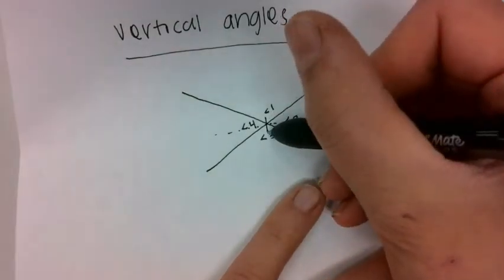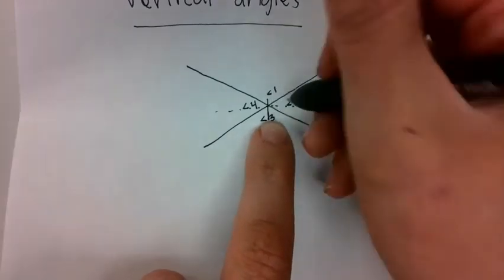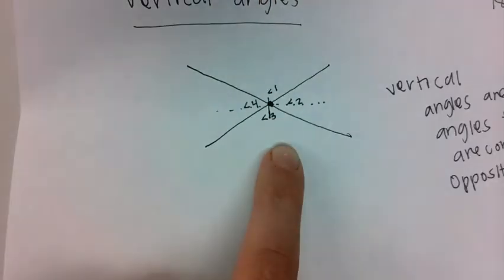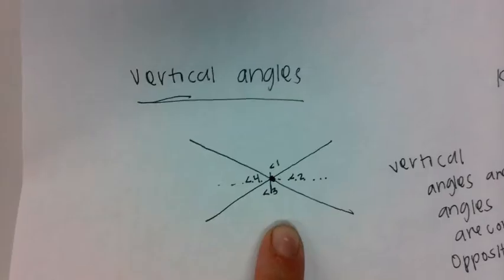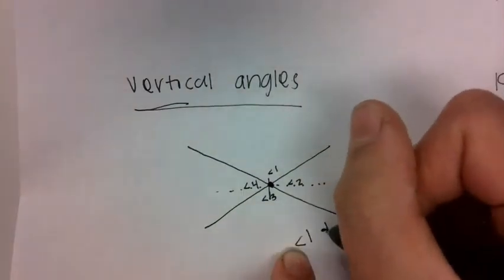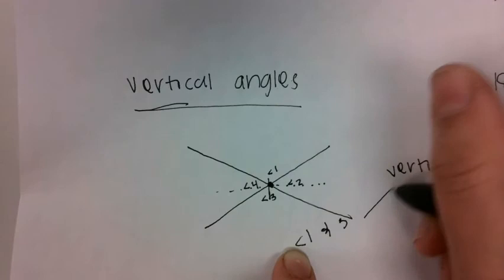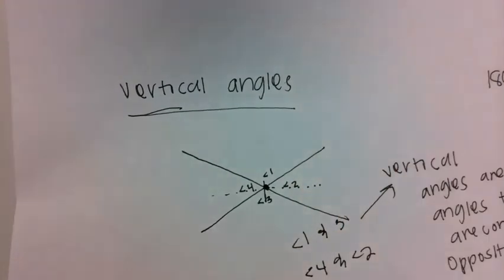Or across from each other. So you'll notice the angle 1 and the angle 3 aren't touching except for at their vertex. So that's another thing. They touch at the vertex, vertical, V for vertical. So angle 1 and angle 3 are vertical angles, and angle 4 and angle 2 are vertical angles.